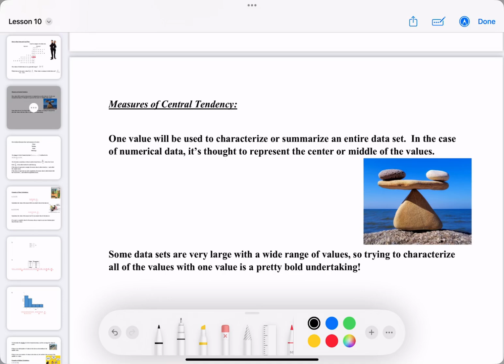Hello everyone, in this video let's continue to learn Lesson 10 Part 2, Measures of Central Tendency. One value will be used to characterize or summarize an entire data set. In the case of numerical data, it's thought to represent the center or middle of the values. Some data sets are very large with a wide range of values, so trying to characterize all of the values with one value is a pretty bold undertaking.